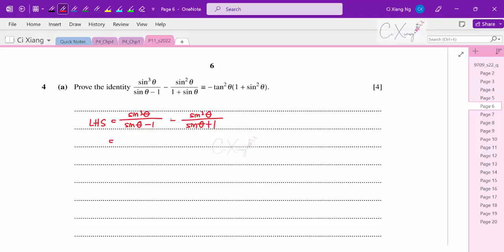Okay, so when you try to combine these two together, now I want to multiply the denominators to each other, and also cross multiply what we have on top.